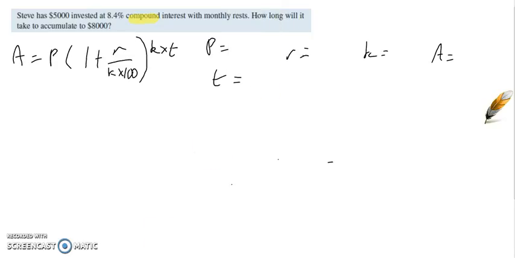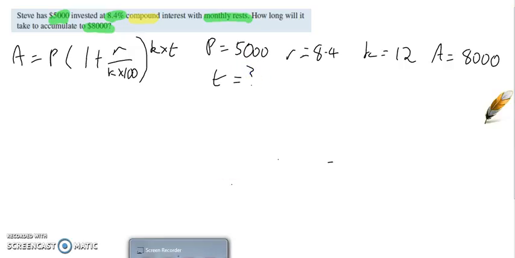Then we look for the information. 5,000 invested, 8.4%, monthly rests. Take to accumulate to 8,000. Okay. What we're missing in here is our time. So just go and copy that down. He has 5,000 invested, so that's what he's starting with. We have an interest rate, it's 8.4. We have monthly rests. We have a total amount he wants to get to, which is 8,000. And the thing we are missing is our time.